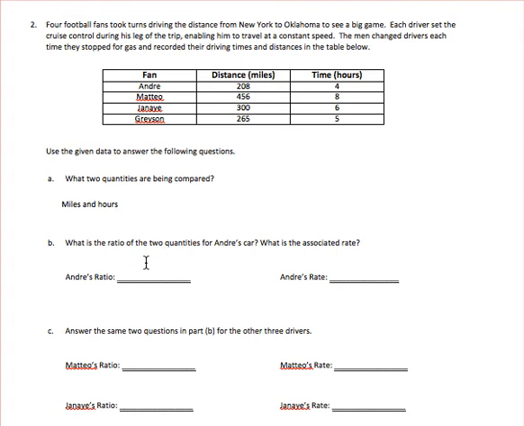Knowing that, in question B, the ratio of the two quantities for Andre's car would be 208 to 4. Remember, the ratio is just the numbers. The rate, on the other hand, would be 208 divided by 4, and then we need to put the units in as well. So Andre's rate is 52 miles per hour.